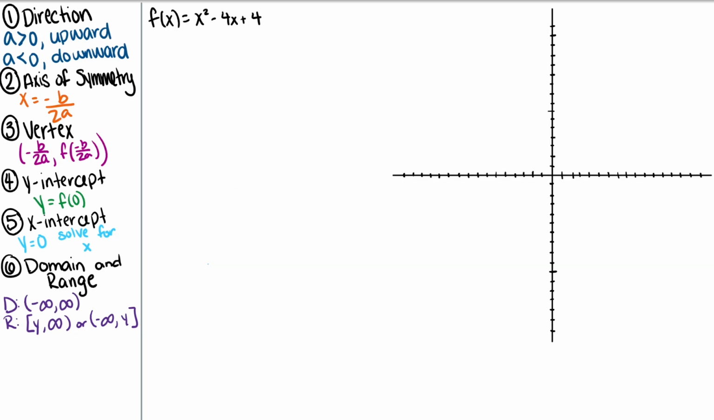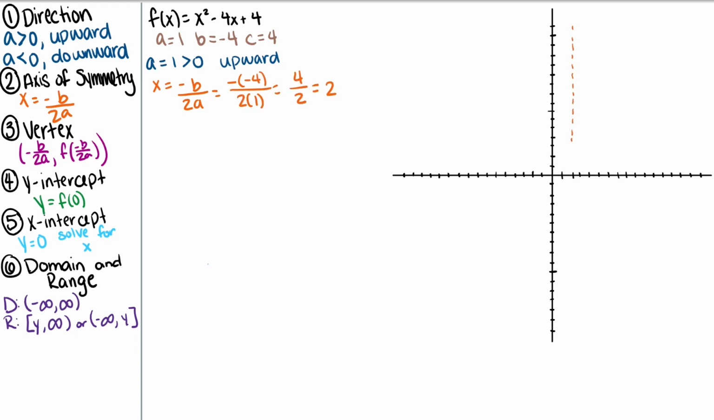f of x equals x squared minus 4x plus 4. Our a is 1, b is negative 4, and c is 4. Since a is equal to 1, which is greater than 0, this parabola opens upward. Our axis of symmetry is x equals negative b over 2a, so plugging in a and b, we get x equals negative negative 4 over 2 times 1, which is 4 over 2, which is 2.